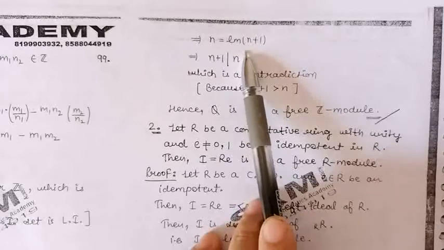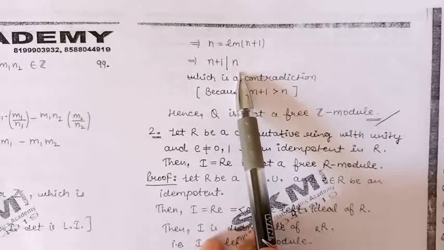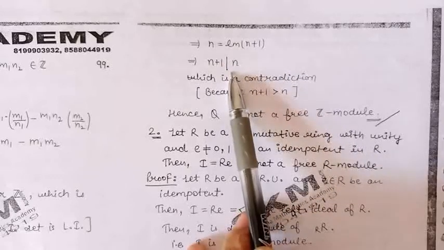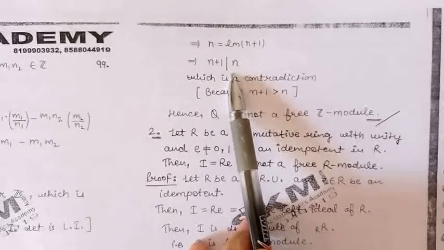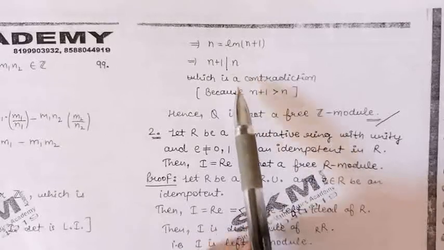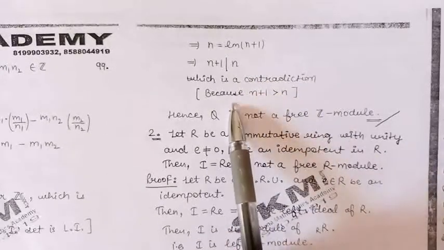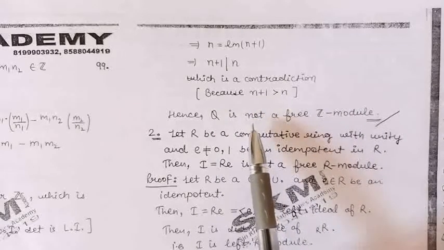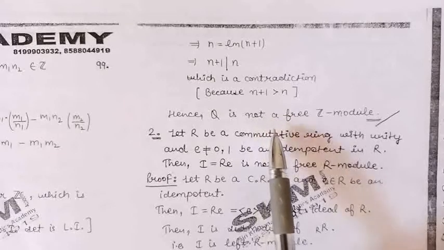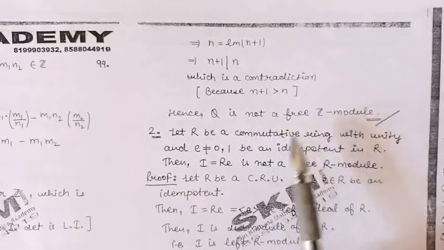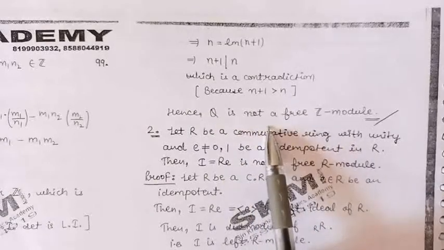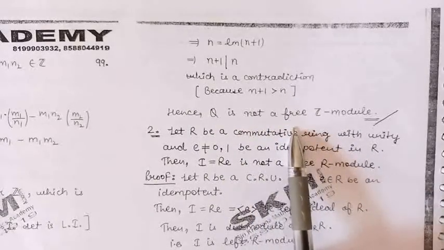So this implies that n plus 1 divides n, but this is not possible because n plus 1 is greater than n. So even if we consider 1 element in the basis, even in that case we get a contradiction. And in the first case we considered 2 or more elements in the basis of the ring of rationals. Even in that case we have obtained a contradiction. So we can see that the ring of rationals is not a free Z module.